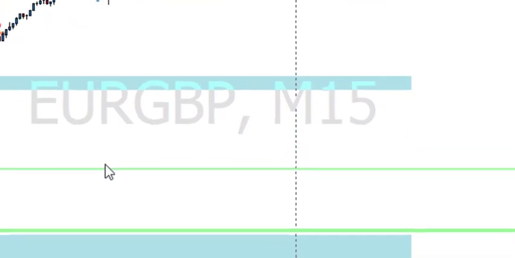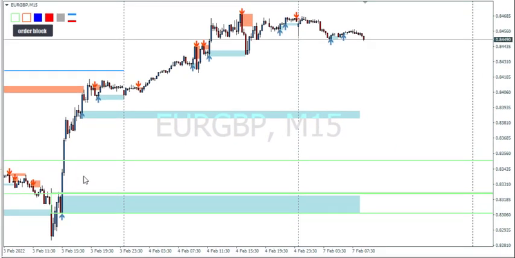Now we go to our last lower time frame M15 and we notice that the order block is already marked in one of our rectangles. So we head back where we started on the daily time frame and prepare to set our pending orders.